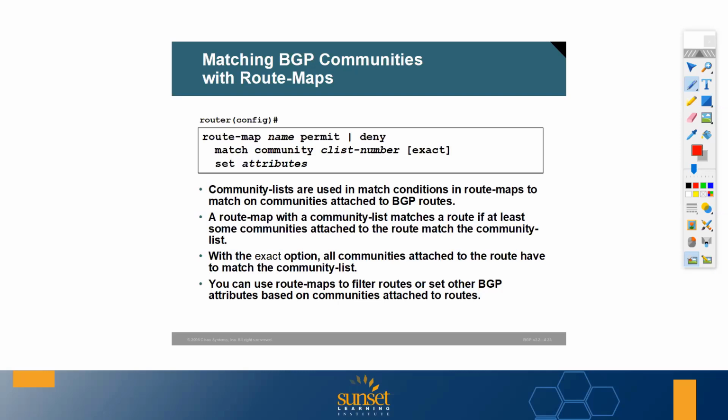Now they show with the exact option, all communities attached to the route have to match the community string access list. You don't see it very often, okay? Because there may be multiple community strings being used within there that we don't necessarily want to match every single one of them.